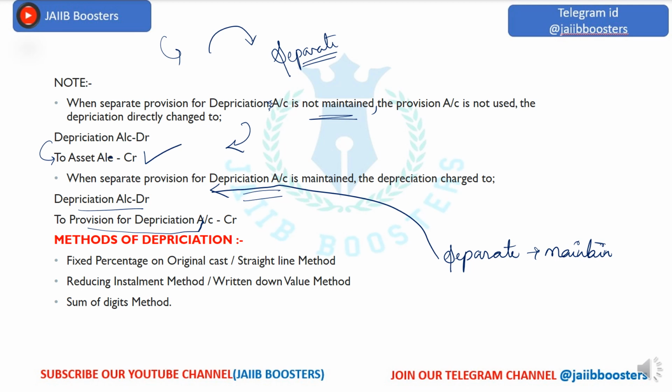Let's move on. What are the methods of depreciation? Fixed percentage on original cost or straight line method; reducing installment method or written down value method; and sum of digits method. These are the three methods we are going to use to calculate depreciation, and we are going to discuss these three topics with examples, I mean with problems, and how we are going to solve them.